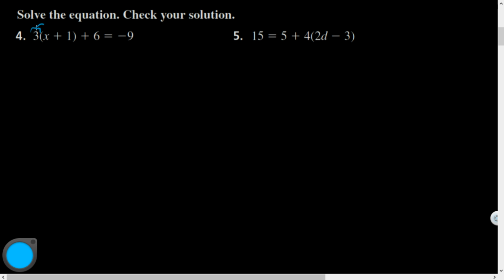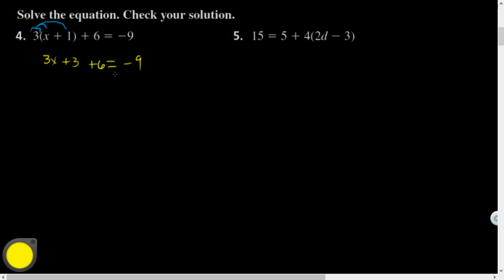I can distribute. Right? And let's see, 3 times 1x is 3x. 3 times 1 is plus 3. I don't distribute to the 6, Devin would tell you, but that plus 6 is just hanging out there. Equal sign, line them up, keep them in a column, equals negative 9.